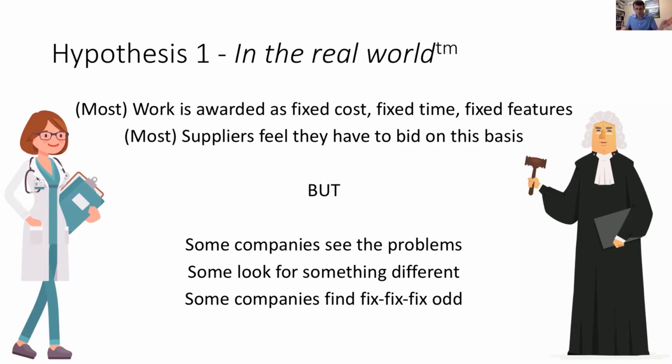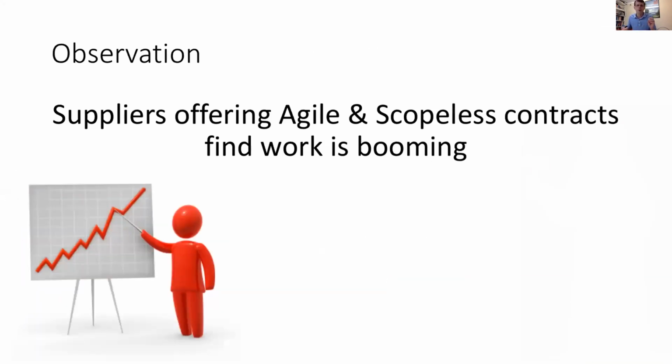So yes, the real world wants everything fixed, but I'm not sure that means it's the only way of working. And I have an observation. The companies I know who are working in an agile fashion, the companies I know who are bidding on and offering to work in an agile, usually meaning scopeless, fashion, are finding that their work is booming. They are getting more work. There are not many companies that do this, but the ones that do it have got more work than they can do, and they can charge top dollar.